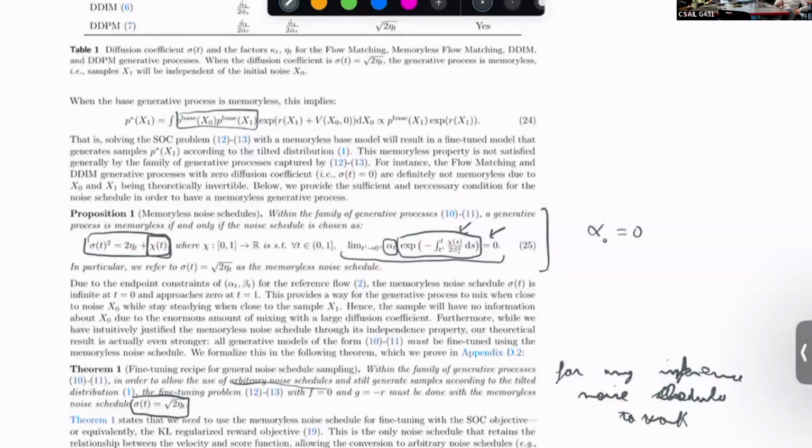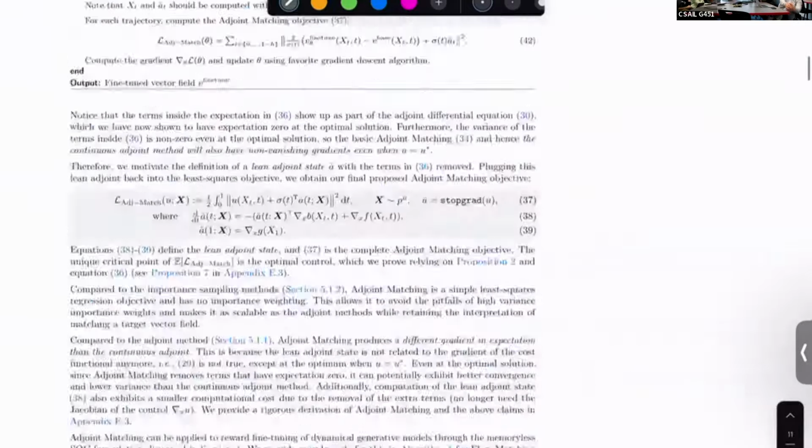Maybe I'm not sure if it's intuition building, but what do images look like if you sample from the base process with a memoryless schedule? That's a very good point, and I can answer that. Okay. Yeah.